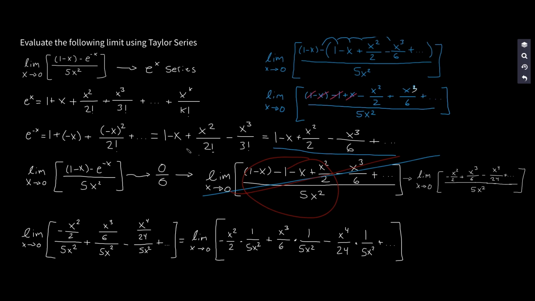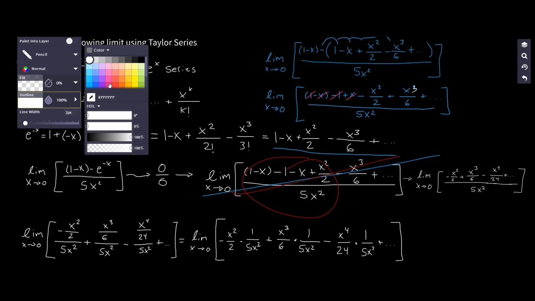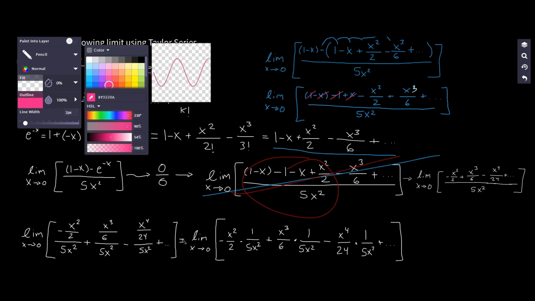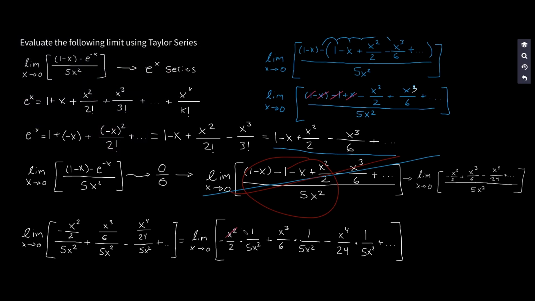Well, let's see what's going on here. The x squared are going to cancel in this term. This is going to become x raised to the first. These x's are going to go away. These x squares are gonna cancel out. This is going to be now x raised to the second power.